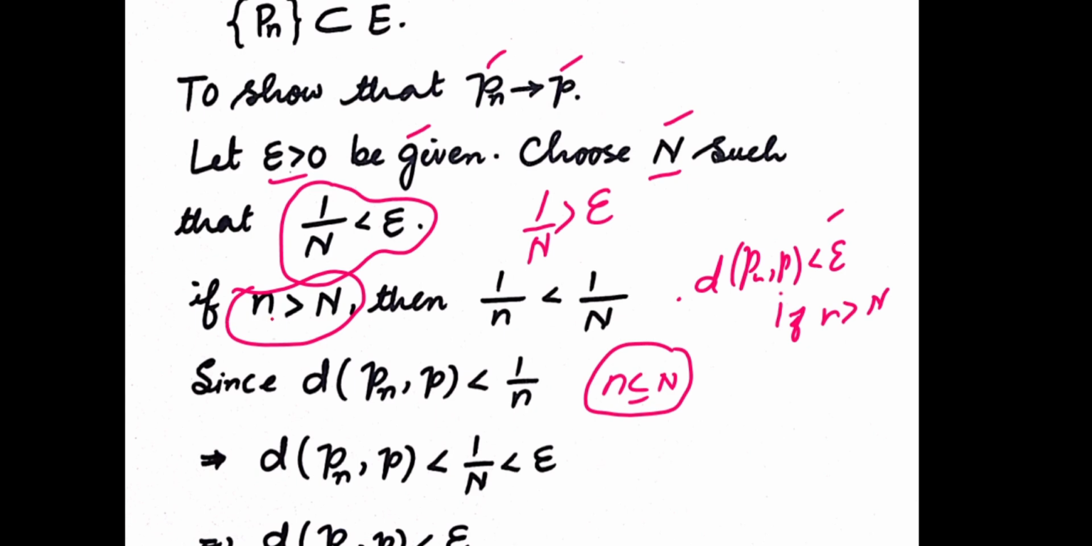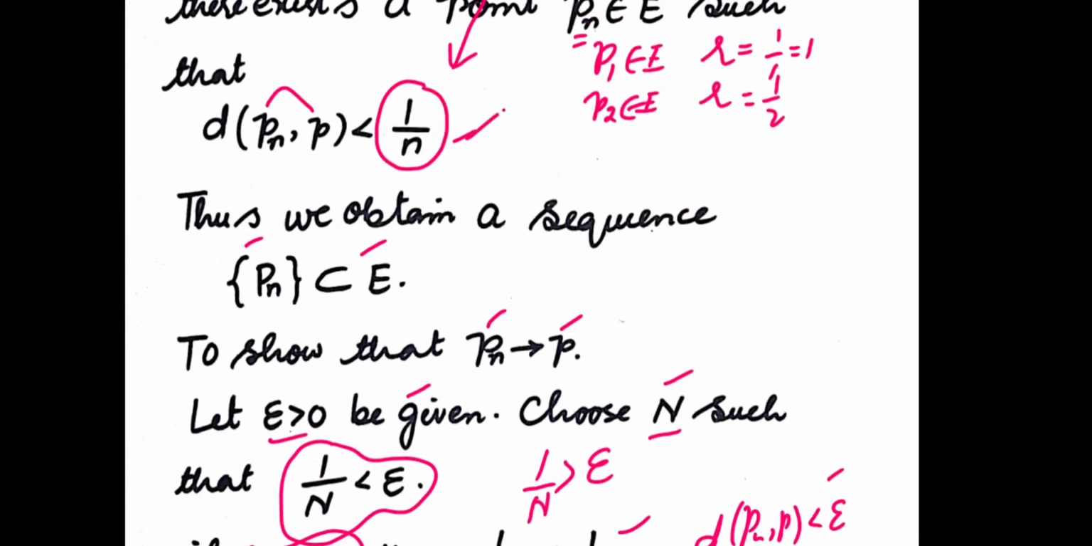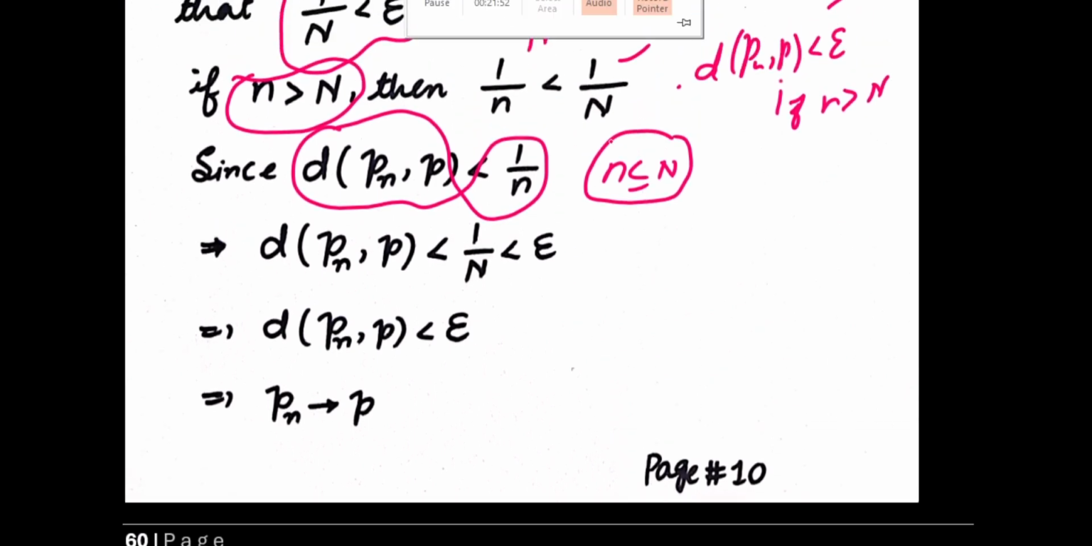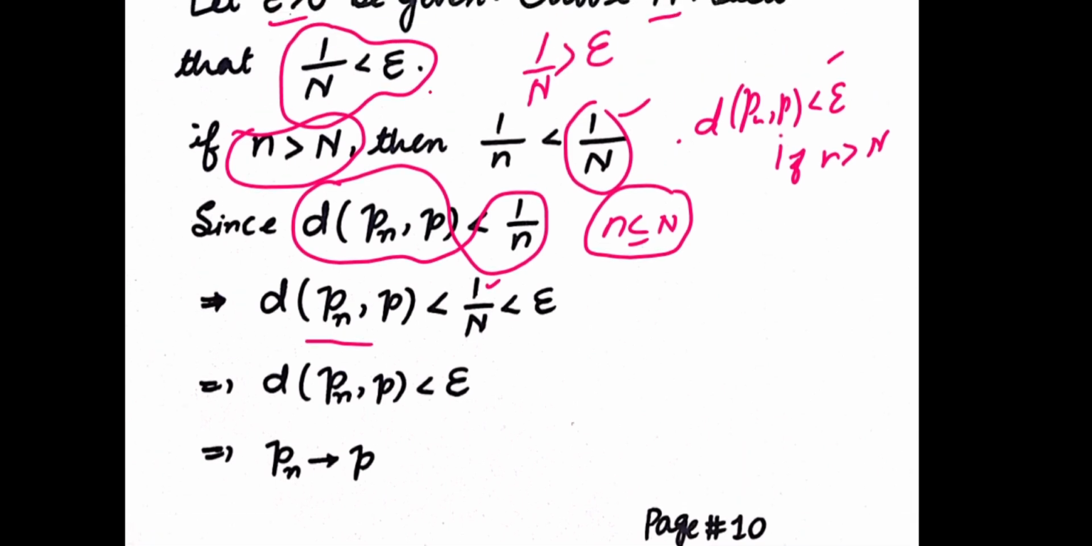So if n is greater than N, then after taking the reciprocal, 1 over n is less than 1 over N. Since this distance d(Pn, P) is less than 1 over n, and further 1 over n is less than 1 over capital N, and 1 over capital N I have forcefully set to be less than epsilon, this shows that this distance is less than epsilon, and this holds when n is greater than N. It fulfills the definition of a convergent sequence, and hence Pn converges to P.